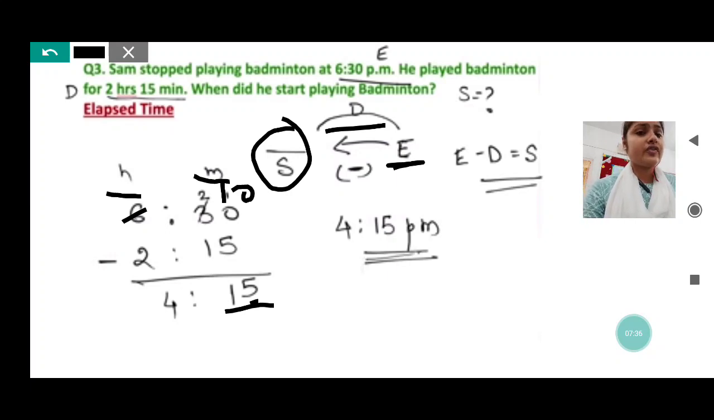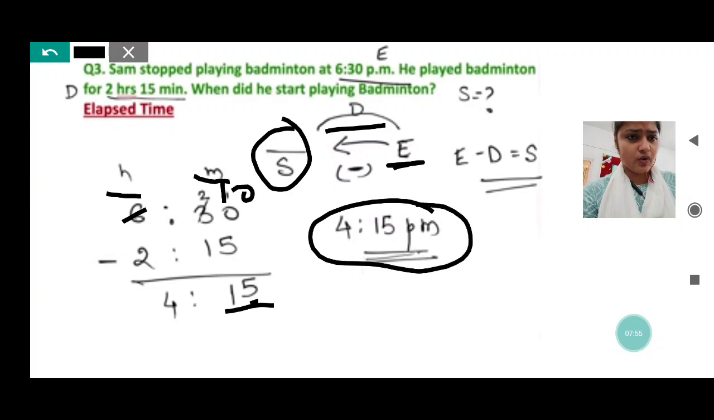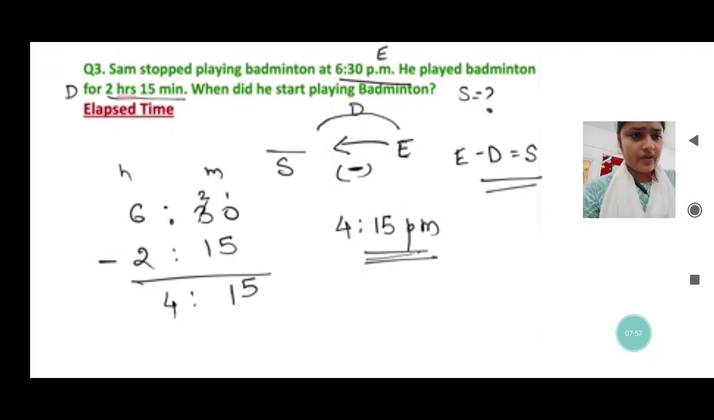So from 4:15 she started playing the badminton match and she played till 6:30, and during that starting to the ending time she played for 2 hours and 15 minutes. So you will write the starting time when she started playing is 4:15.